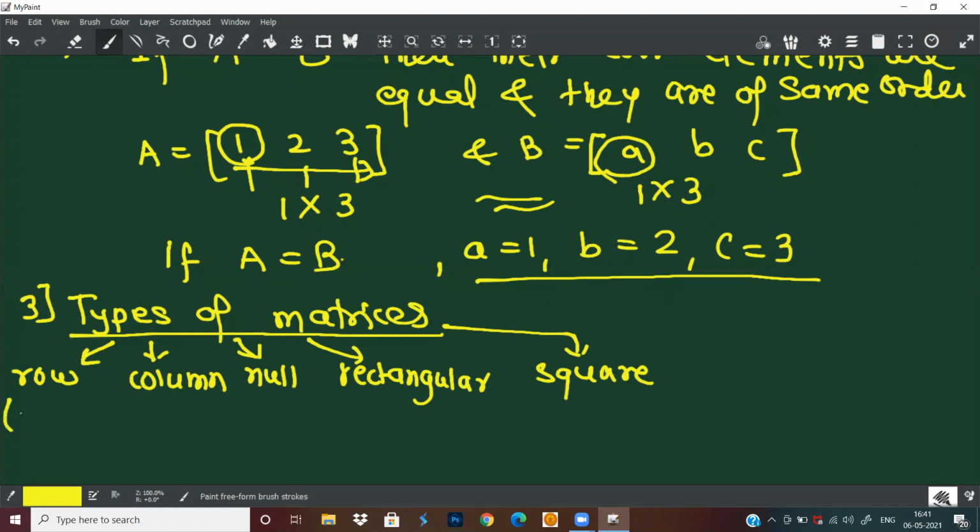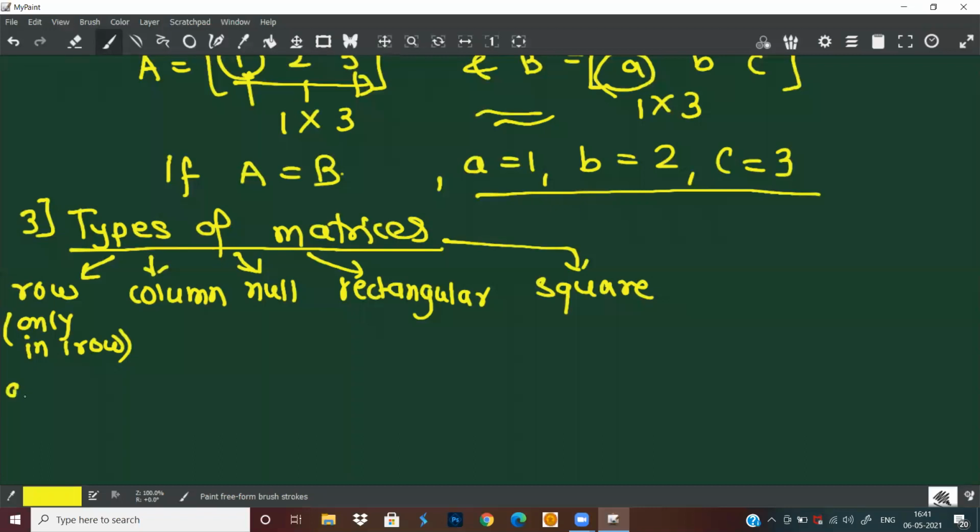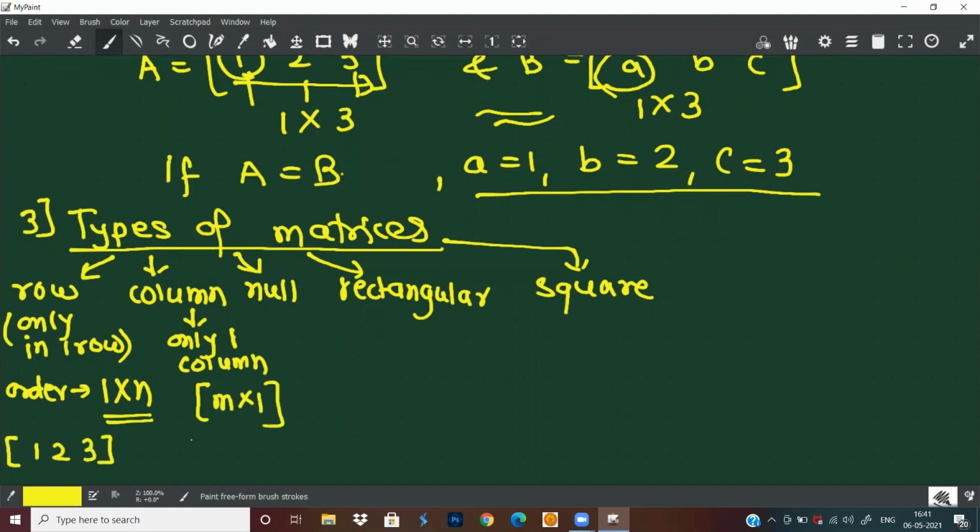Row matrix has only one row. कितने भी columns हो, row will be only one. तो इसकी order रहेगी 1 by anything. Correct? Column matrix में it will have only one column. कॉलम एक रहेगा, रोज कितने भी रह सकते हैं. ऑर्डर I will write, ये जो हमने लिखा था वो रो मैट्रिक्स है, ये है वो कॉलम मैट्रिक्स है. Column is 1, rows can be 1 2 3 4 5 6 and on. Correct?